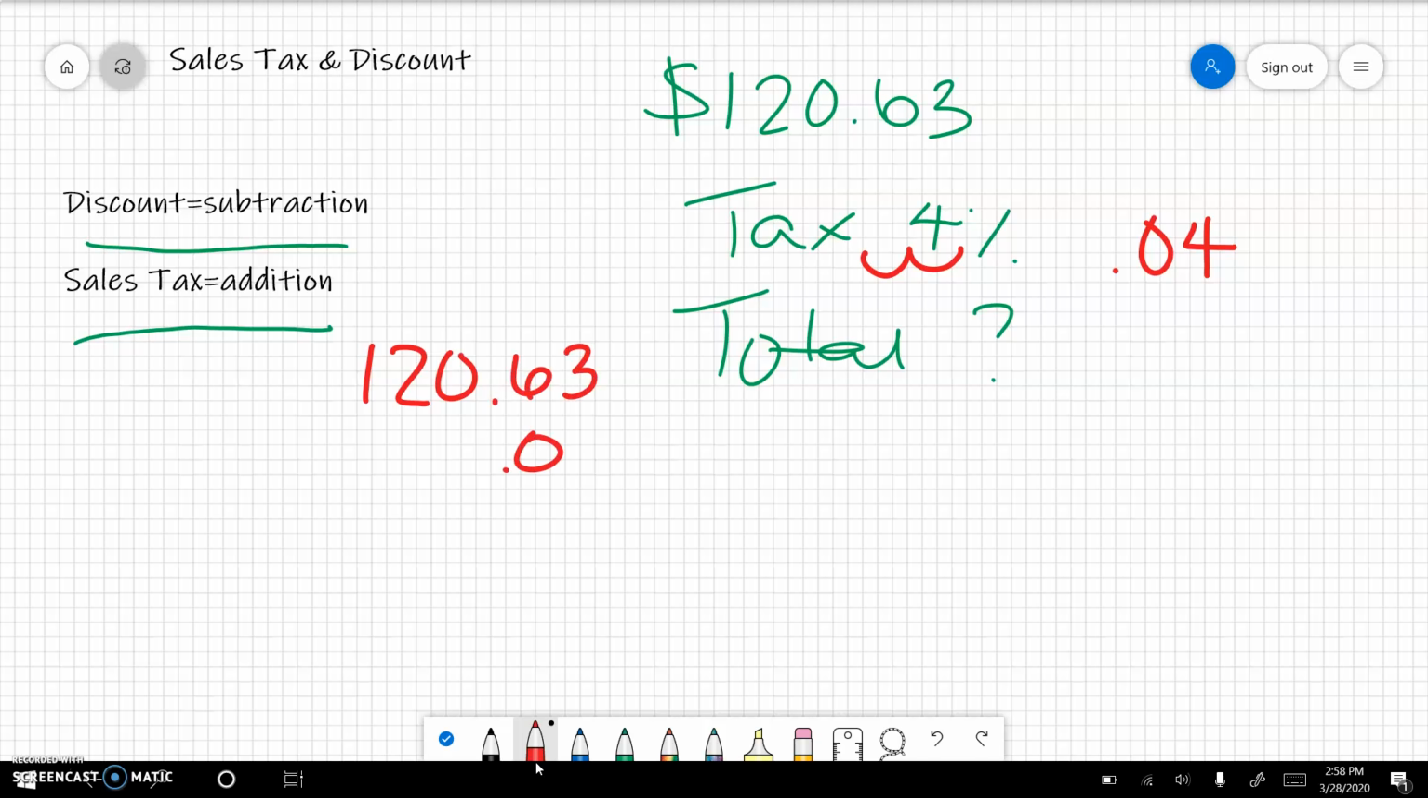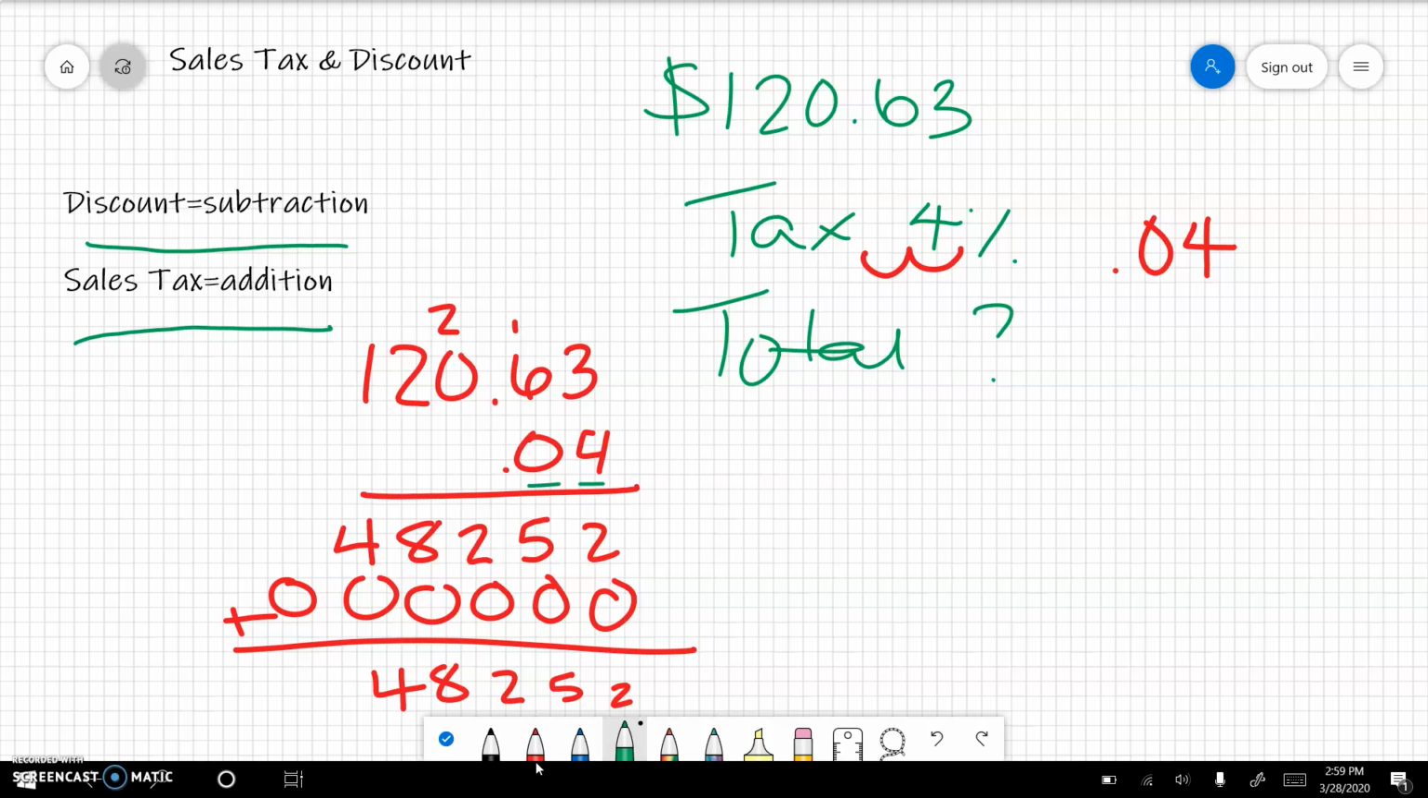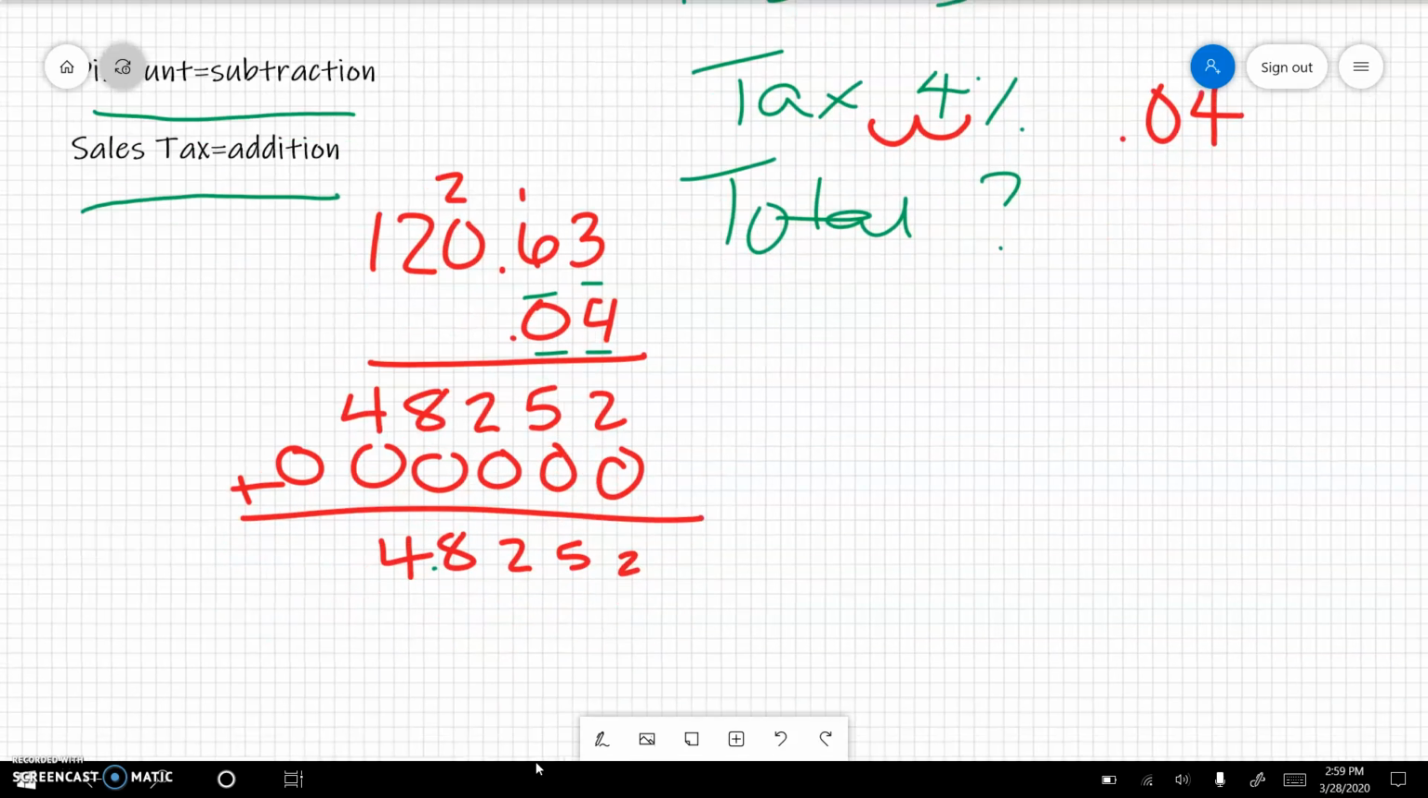$120.63 times 0.04. 4 times 3 is 12, 4 times 6 is 24, plus 1 is 25, 4 times 0 is 0, plus 2, 4 times 2 is 8, 4 times 1 is 4. Placeholder 0, and then 0 times 3, 0 times 6, 0 times 0, 0 times 2, 0 times 1, add 2, 5, 2, 8, 4, and I don't need to put that other 0 in the front. I can if I want, but I'm not going to. Then I count 1, 2, 3, 4, count over that many places, 1, 2, 3, 4, I have 4.8252.